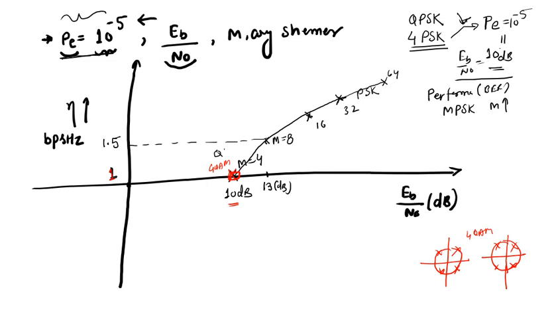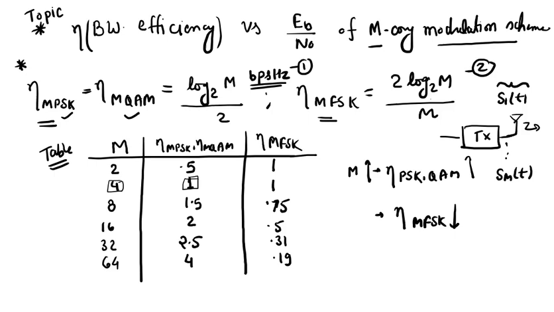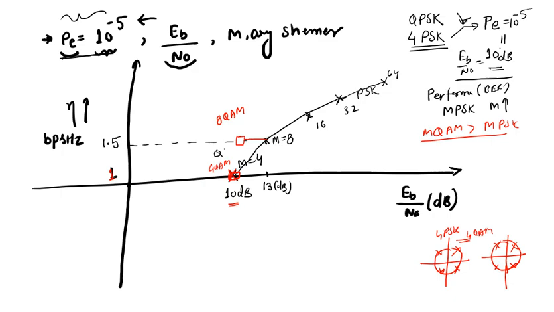Now if you go to 8 QAM, I told you that the performance of QAM is better than the performance of MPSK. It means you need less power in order to get the same probability of error. Therefore, this point will be somewhat to the left of this point. This point is coinciding because 4 QAM and 4 PSK are the same, right? But it is not the case for M equal to 8, and 8 QAM is different from 8 PSK. But I have told you that the performance of QAM is better than PSK. Therefore, you will need less power in order to get the same probability of error. And since eta is the same, this point will be at 1.5.